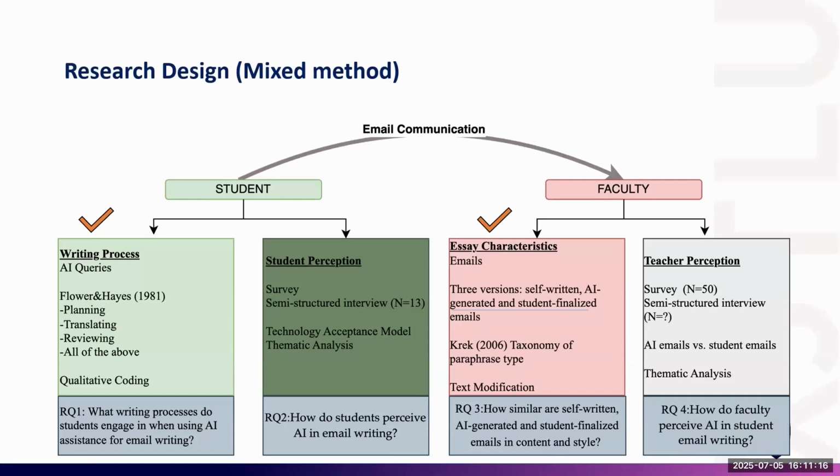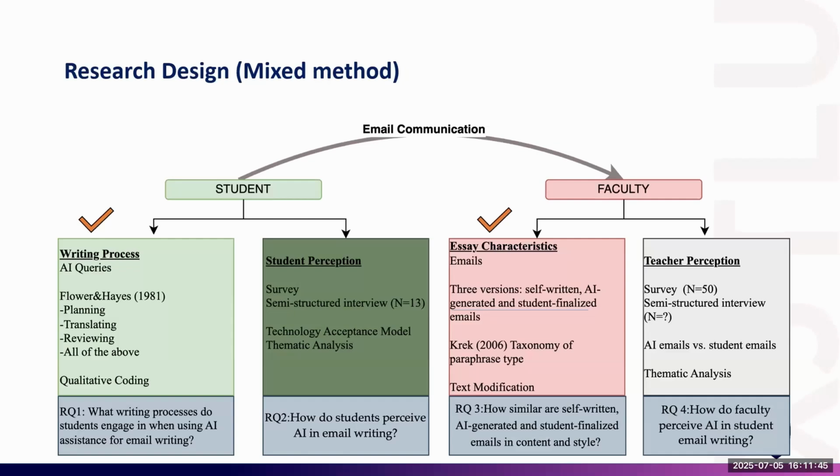So basically, we have 3 versions of emails: the student self-written one without any assistance, and the AI-generated one. That is when students talk with AI. And the third one is that after AI gives them the output, students might make some modifications until the point they are satisfied with the version, and then they submit it to their professors, and that is what we call student finalized emails.